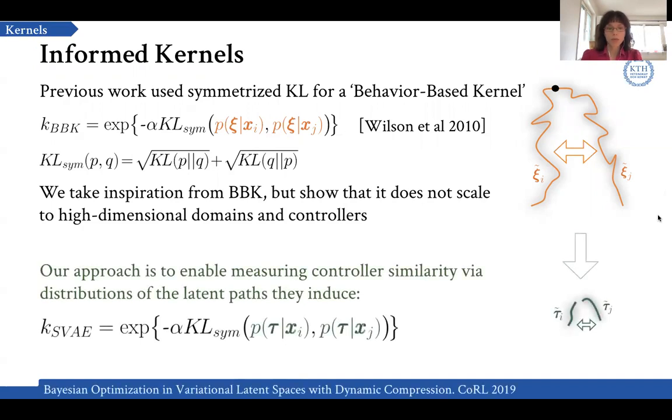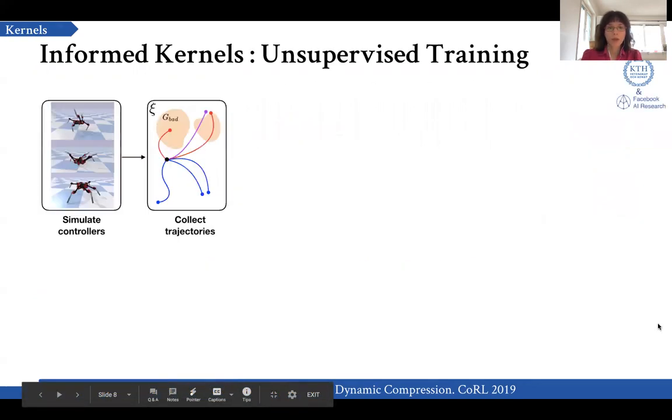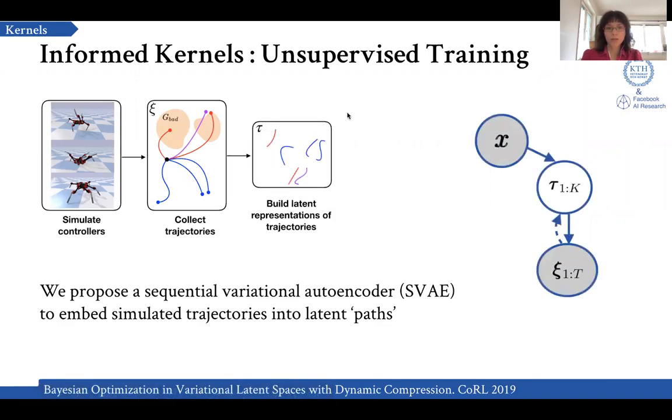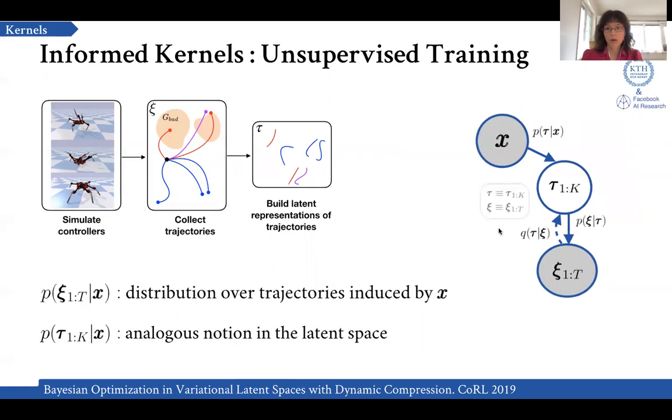So our approach would be to enable measuring controller similarity via distributions of the latent paths that they induce. So we will simulate a large number of controllers, then collect their trajectories, and we will build the latent representations of these trajectories. So here is a sequential variational autoencoder that we define. The x here is the controller parameters, xi's are original trajectories, and tau's are the latent paths whose embedding we would like to learn. So using the variational inference and structuring this in a particular way such that we would establish correspondence between the controller parameters and the distribution of the latent path, we would learn the corresponding notions.